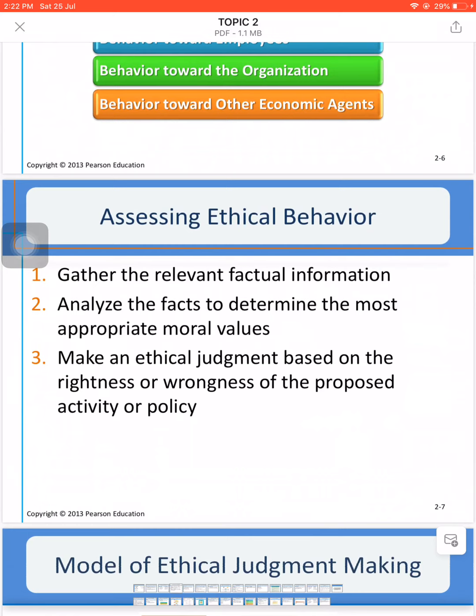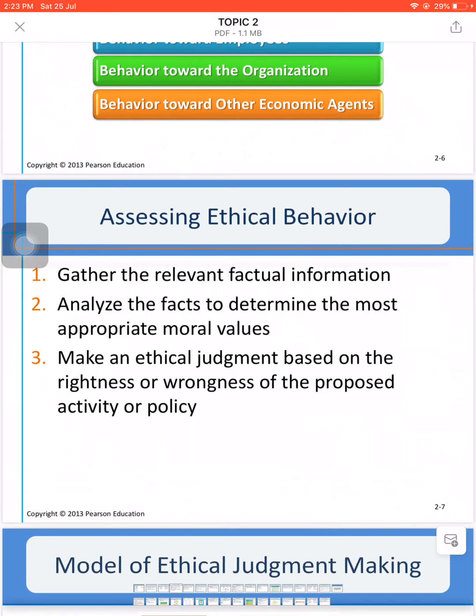If you want to assess ethical behavior, of course you have to go through all these steps. First, you have to gather the relevant factual information. You have to analyze the facts to determine the most appropriate moral values, and also you have to make an ethical judgment based on the rightness or wrongness of the proposed activity or policy. It's a process that is often recommended when making ethical decisions.